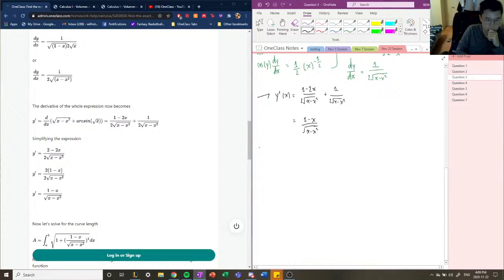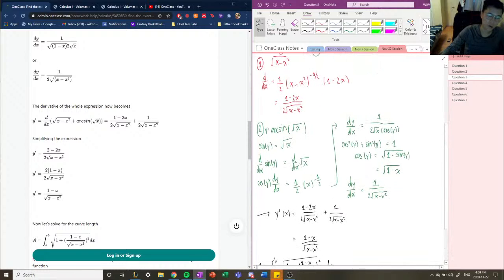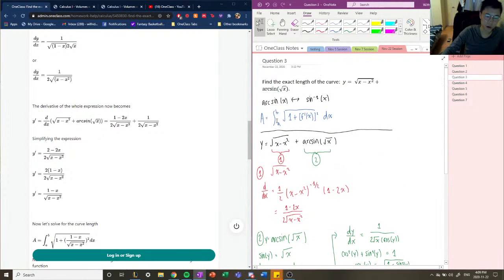So the length of our curve is equal to the definite integral from a to b of the function root 1 plus (1 minus x over root x minus x squared) dx, okay? Cool. All right, so let's recap what we did so far, okay? To find the length of the curve, we're going to calculate the definite integral of this function.